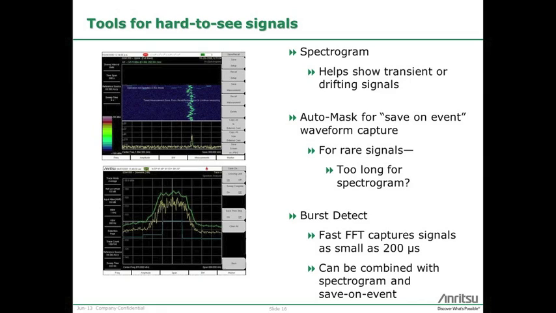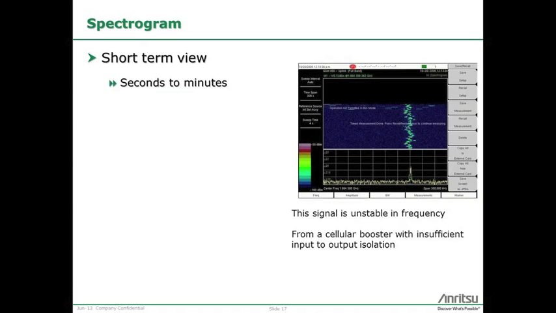And then a third tool is something called Burst Detect, which is kind of like MaxHold, but it works really fast. Runs about 10 kilohertz, so we can capture signals as short as 200 microseconds. And then draws the trace and then resets. So this is helpful so that you can see the dynamics of a signal over time, for example, as you're moving an antenna, but you also can capture very small bursts. So this is a really good tool. And then on top of that, you can combine that with a spectrogram or Save on Event.